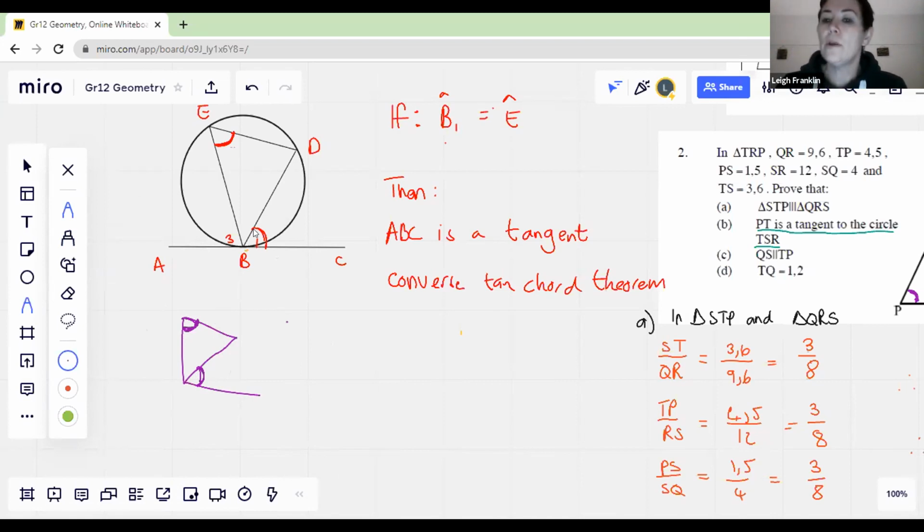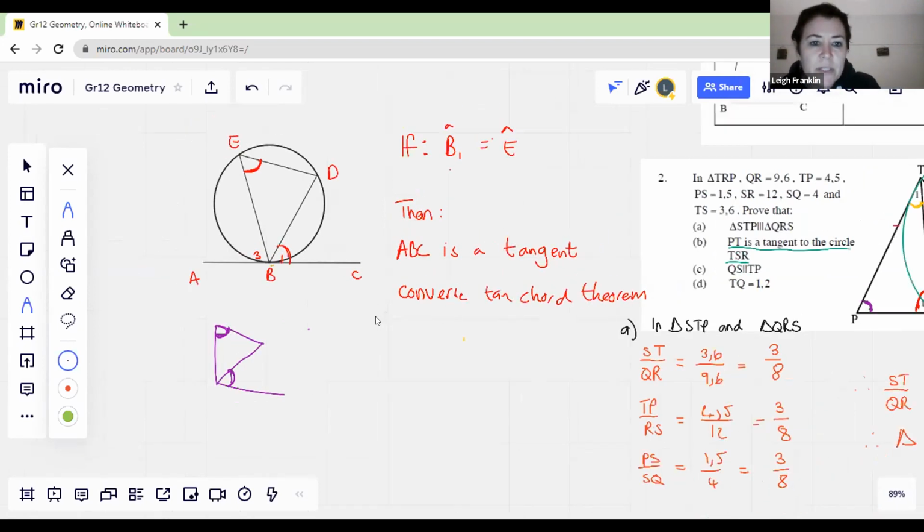If we say tan-chord theorem, would it be wrong? If you say tan-chord theorem, then that would be because they told you that the line was a tangent to a circle. So you can only prove that a line is a tangent to a circle by using converse tan-chord theorem. That's the only thing converse tan-chord theorem does. It proves that a line is a tangent to a circle.